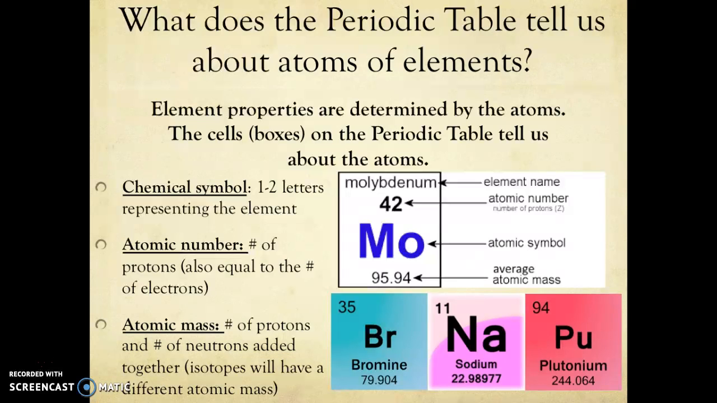So from the atomic mass, we can find out how many neutrons there are. We already know the number of protons from the atomic number. So if we want to find the number of neutrons, all we have to do is subtract the atomic number from the atomic mass, and then we have the number of neutrons.